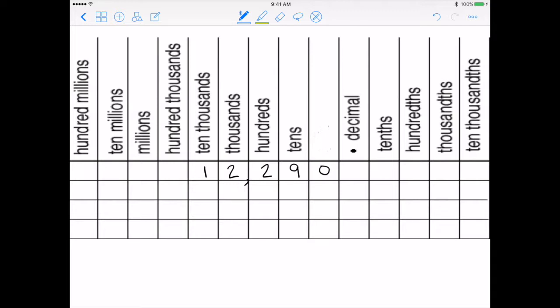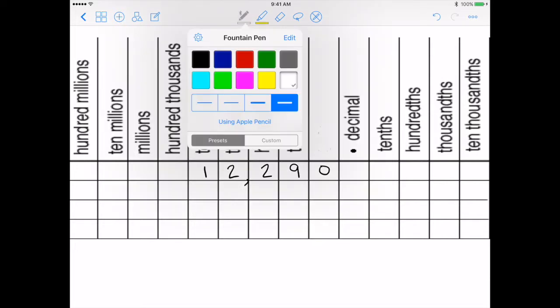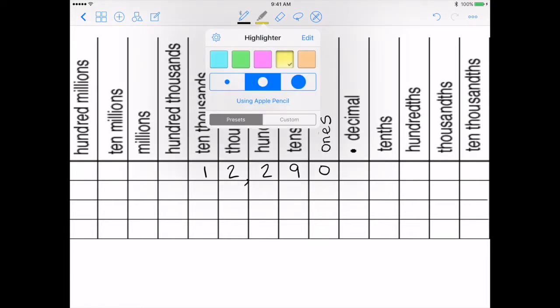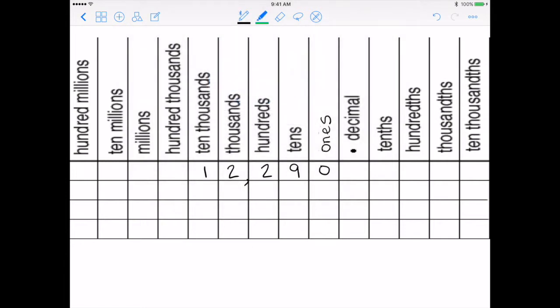And I'm going to put the word we're used to seeing, which is ones. Okay. Now, immediately I notice that I have a 2 in the hundreds place and a 2 in the thousands place.